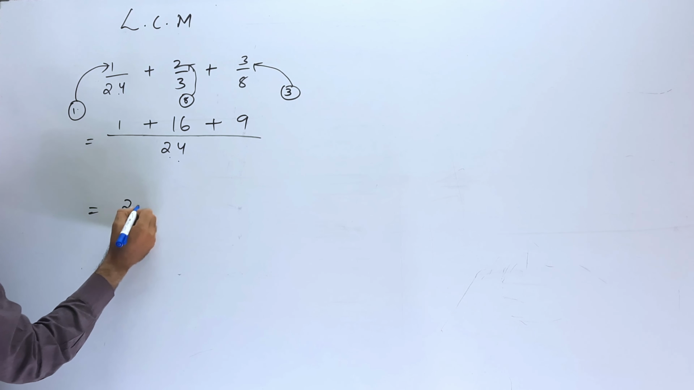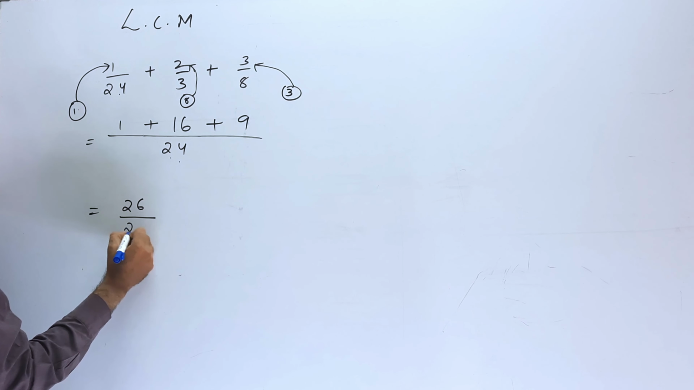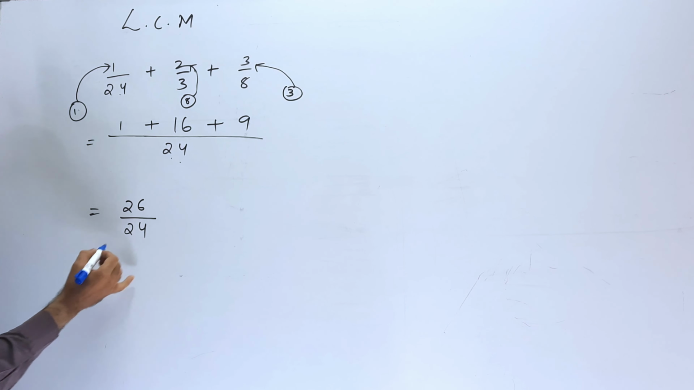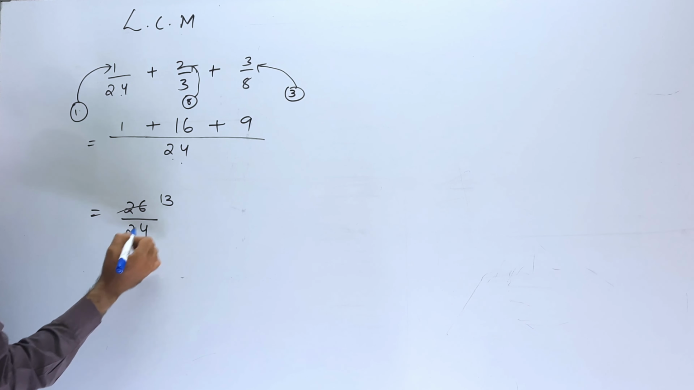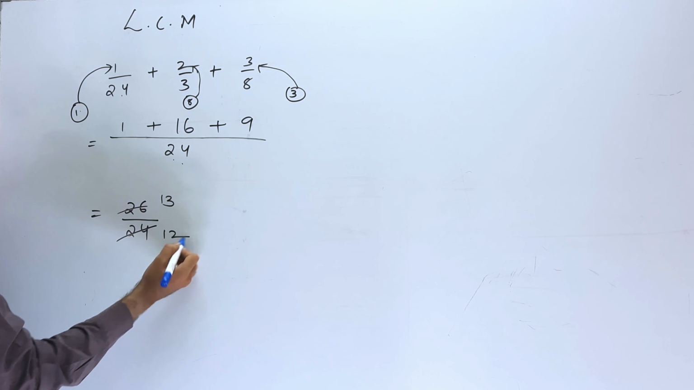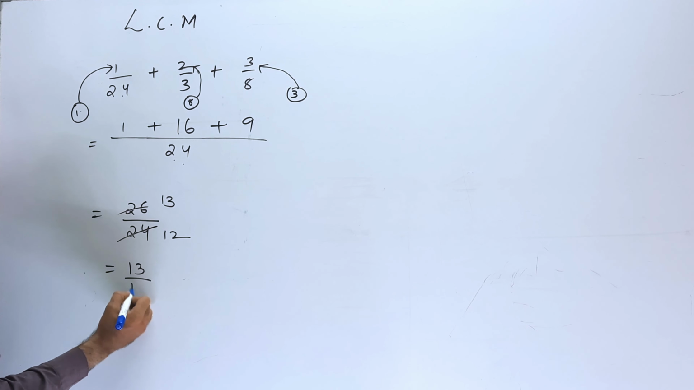16 is 26 by 24. If we cancel this, we will get 13. 2 13s are 26, 2 12s are 24. So 13 by 12.